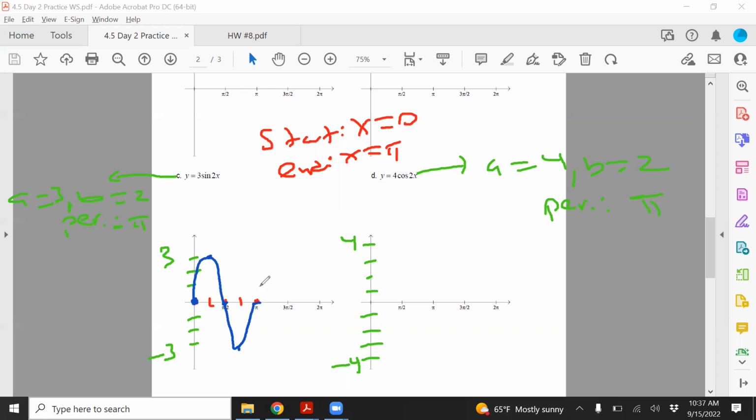That's sine. Cosine starts at the peak. If you plug in 0, cosine of 0 is 1. 4 times 1 is 4. And we end here. So we need to do this: high, middle, low, middle, high.